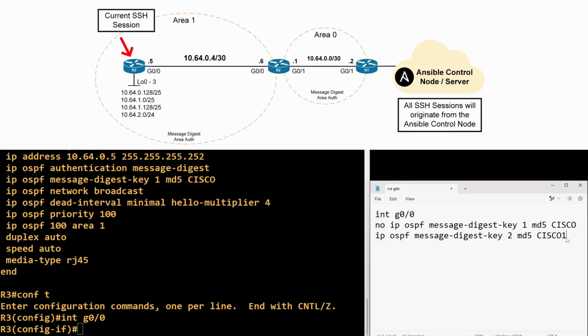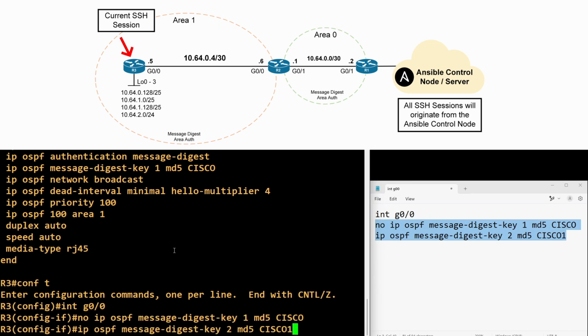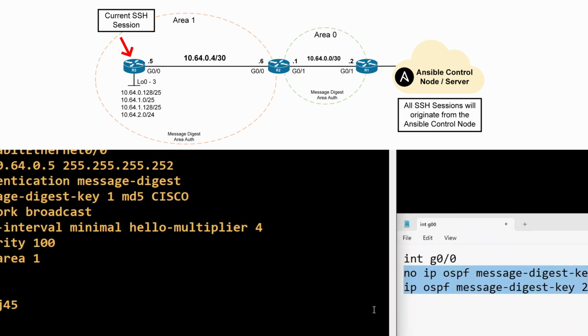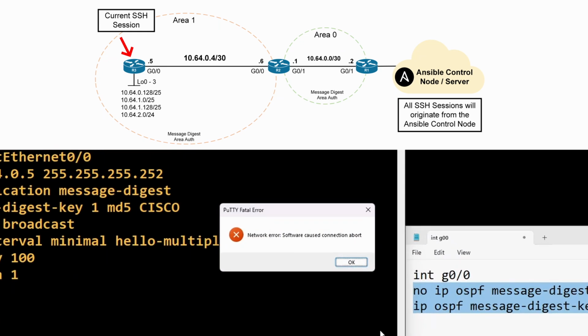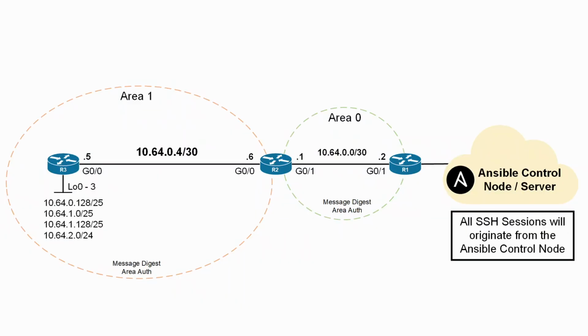But this time let's try pasting the configuration rather than typing in each command individually. Predictably, our session went down again. Only the first command gets applied before the neighborship goes down and the router becomes unreachable. So how can we avoid this?